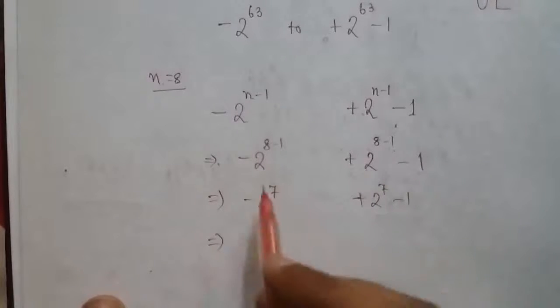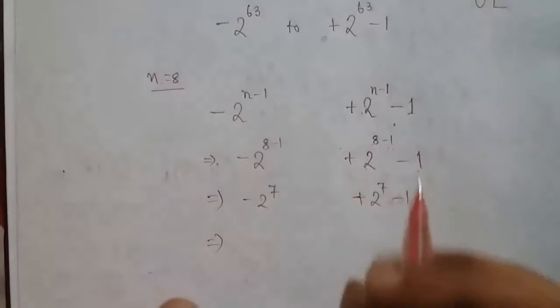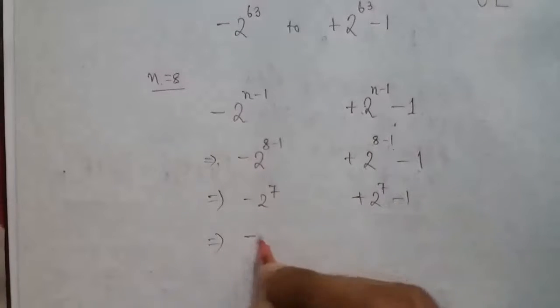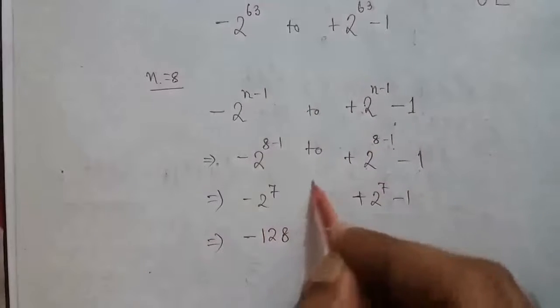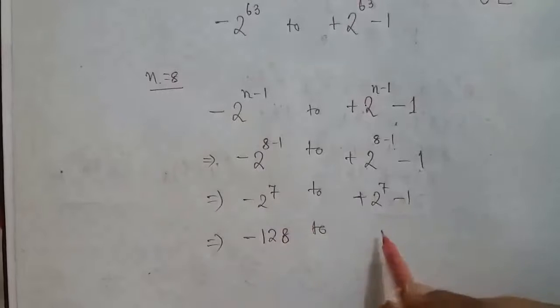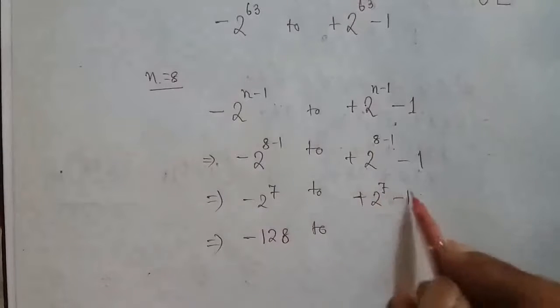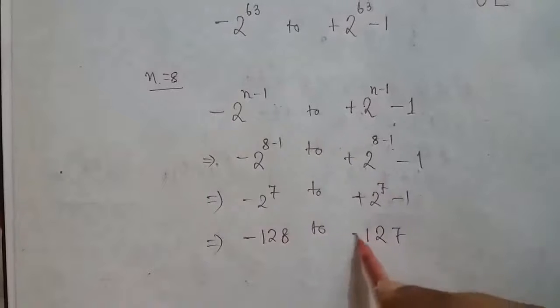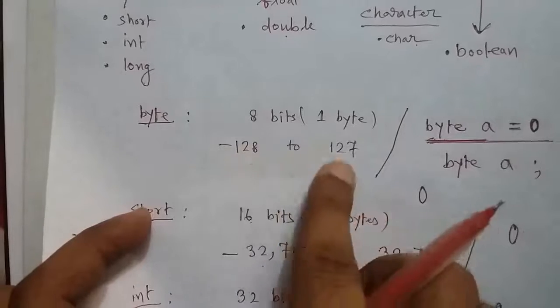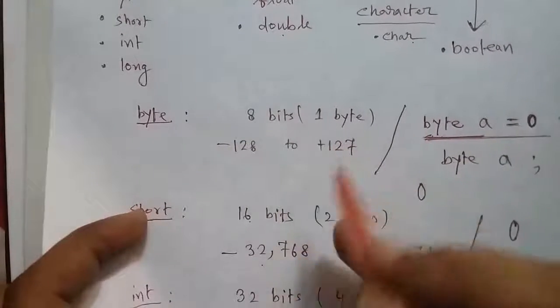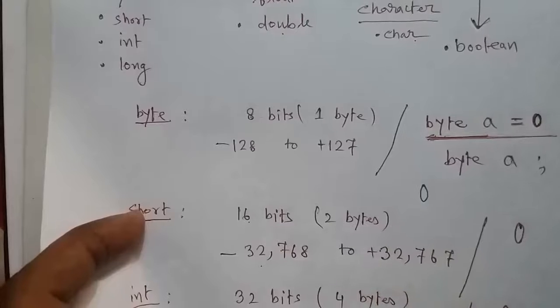What is the value of 2 to the power 7? It means 128. So here minus 128, and here 2 to the power 7 means 128, minus 1 means 127. So plus 127. So what is the range? Minus 128 to 127, that means plus 127. In that way we are getting this range.